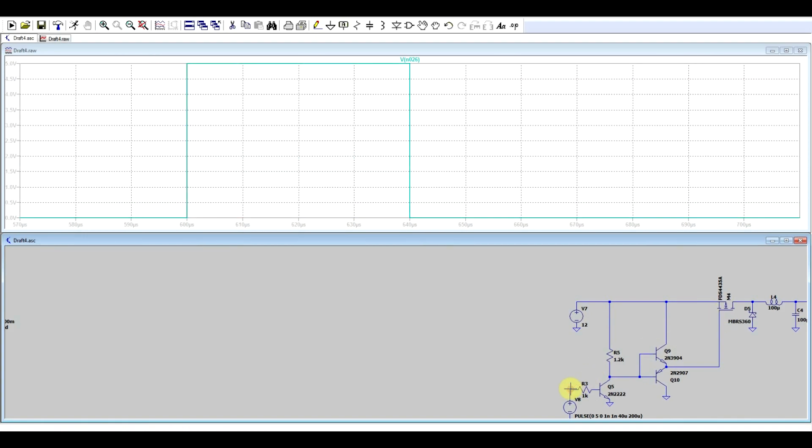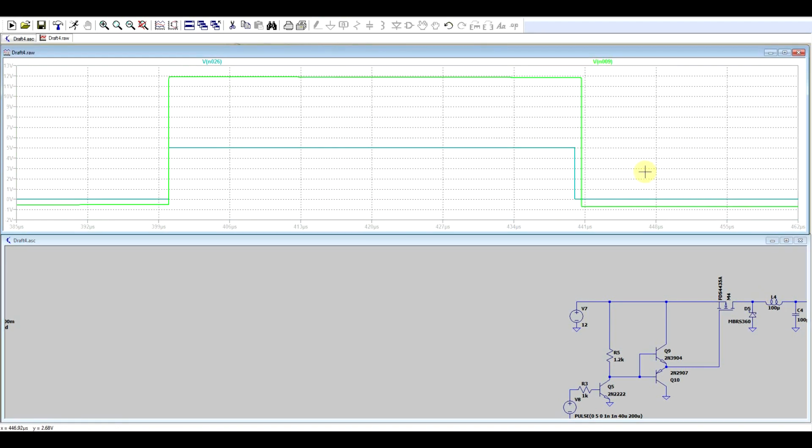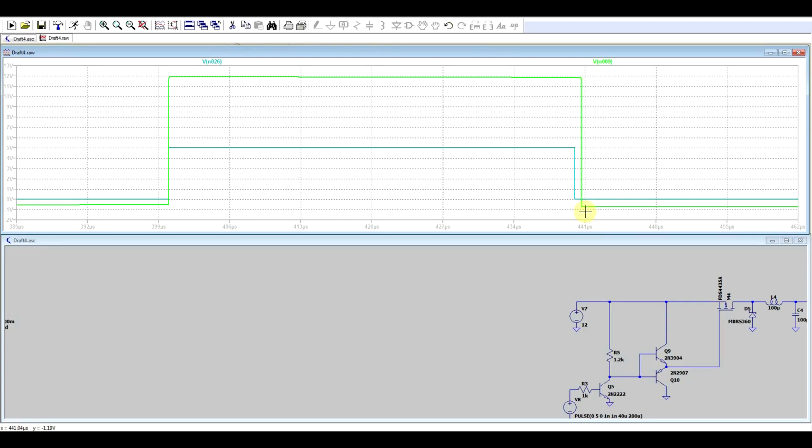And by doing this, we can now compare the input signal to the signal in the switching node and see that we have a very nice, very straight edge. So we still have a bit of delay. That's because the components have a bit of turn on and turn off delay, and that's perfectly normal. But at least the edges are nice and sharp.